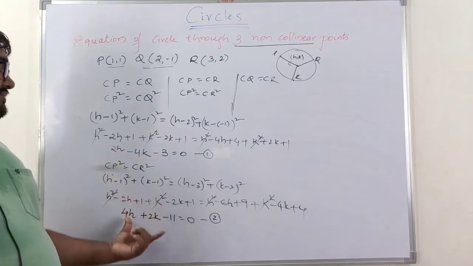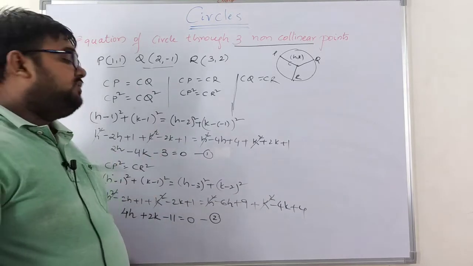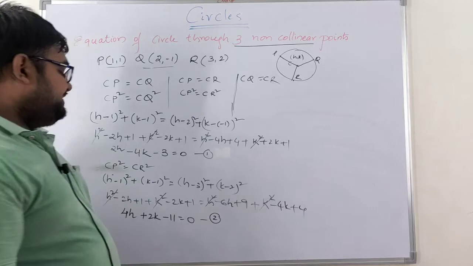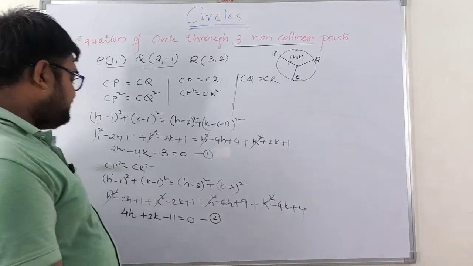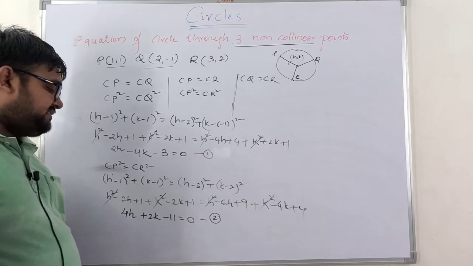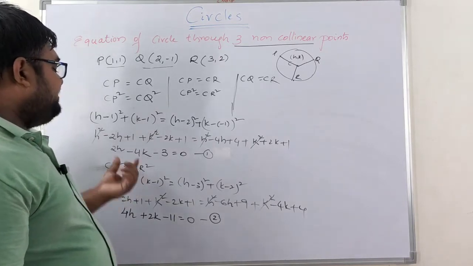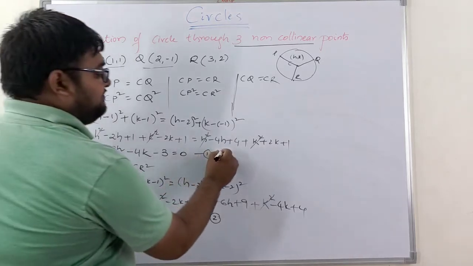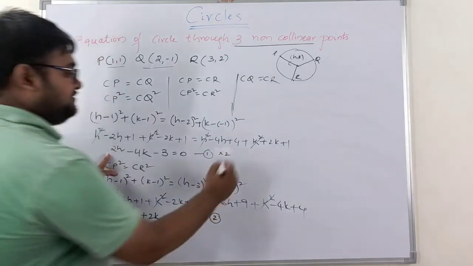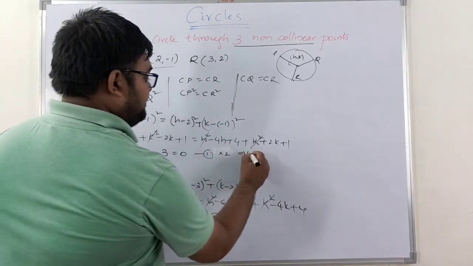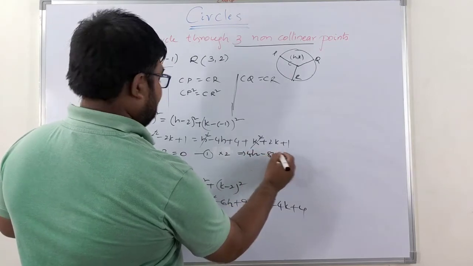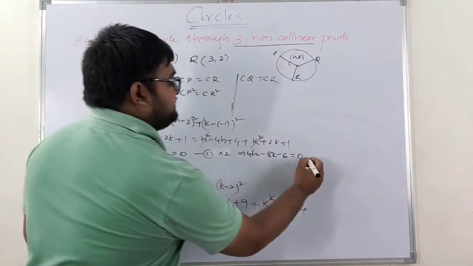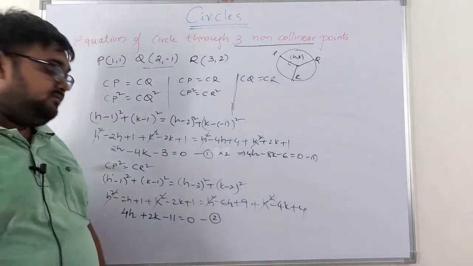Now I need to simplify these two equations. You can follow the elimination method or the substitution method, and you can prefer whichever is better. Here, if I want to find the value of h, I need to make the h coefficients the same. So I can change equation 1. If I multiply it by 2, equation 1 becomes 4h minus 8k minus 6 is equal to 0. Now I can treat this as equation number 1.